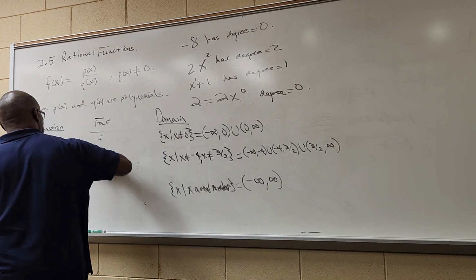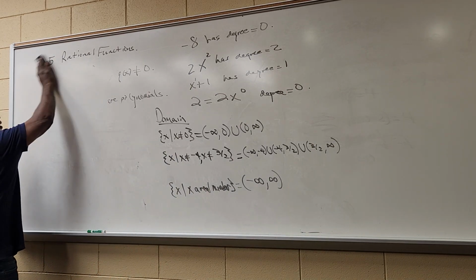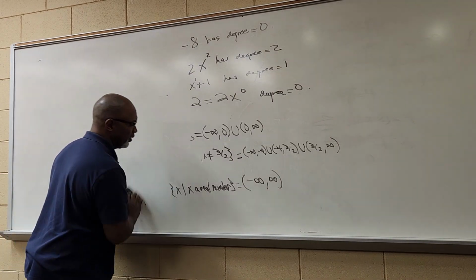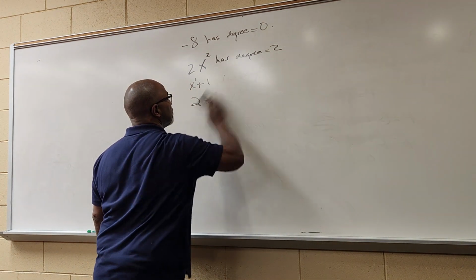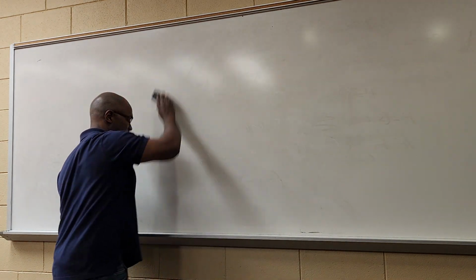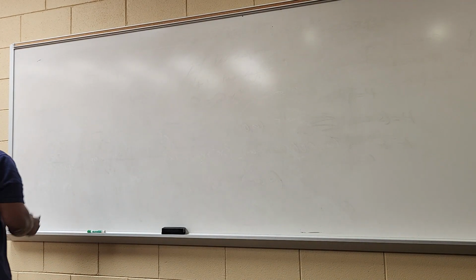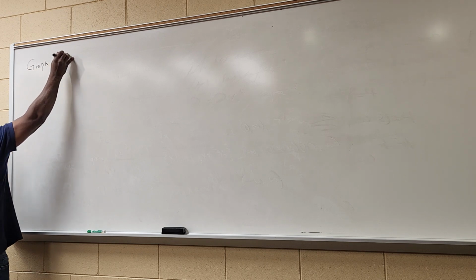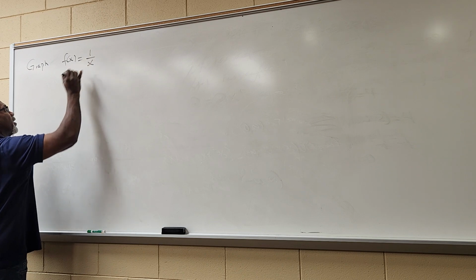So these are rational functions. Pretty easy to determine their domains. And we're going to analyze these rational functions. We're going to graph them, and we're going to learn about them in this section. Okay? All right. Well, let's go ahead and graph that most basic one. F of x equals 1 over x.